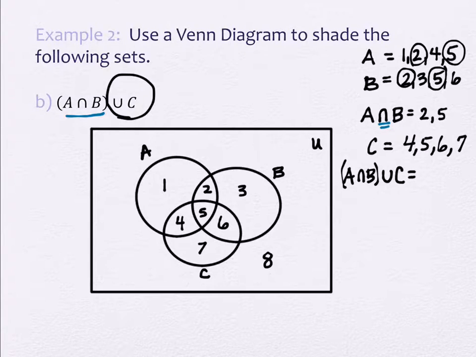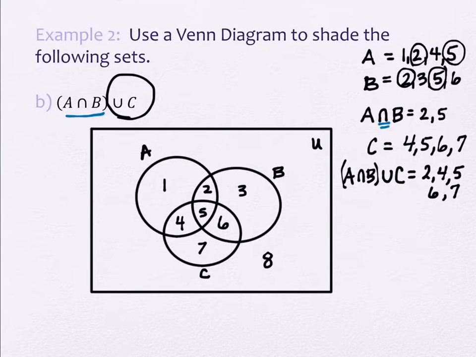Okay, you get it all. So we get everything. We get 2. I'm going to list them in order: 4, 5, 6, and 7. You can really list them in any order you like, but this is what we get: 2, 4, 5, 6, and 7.